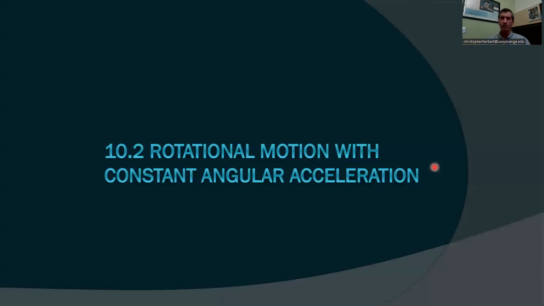We talked about translational motion. We went from first defining what is position, displacement, velocity, and acceleration, and then we went to the special case of constant translational acceleration. We're going to do the same thing with angular acceleration. What's so nice about this is that the transformation from translational motion to rotational motion is really, really easy. We're just going to swap out our variables.